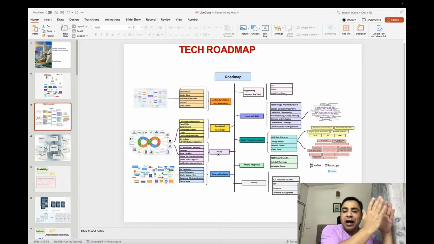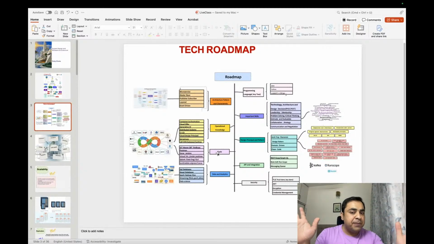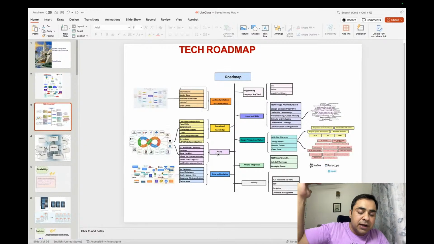If you are in the Java world, then a few things related to how to do benchmarking, how to do memory profiling, and how to do performance analysis with JMeter or something similar. These are the very basic things which would be required when you are early in your career.